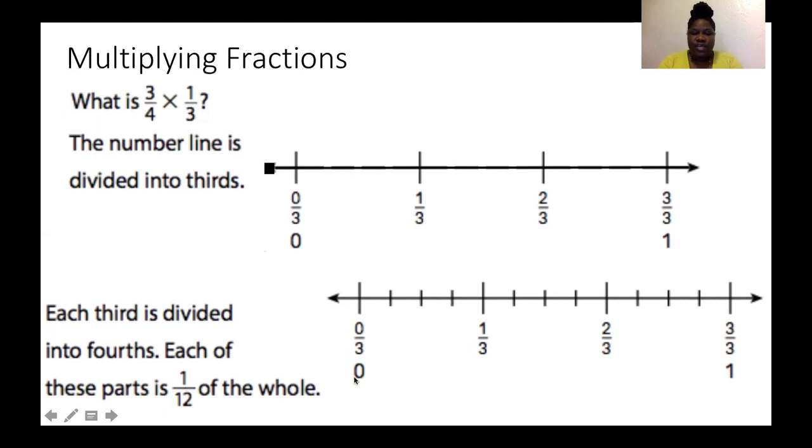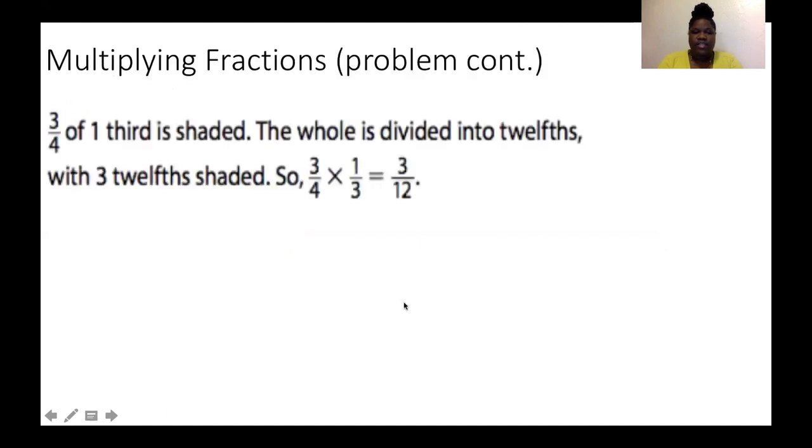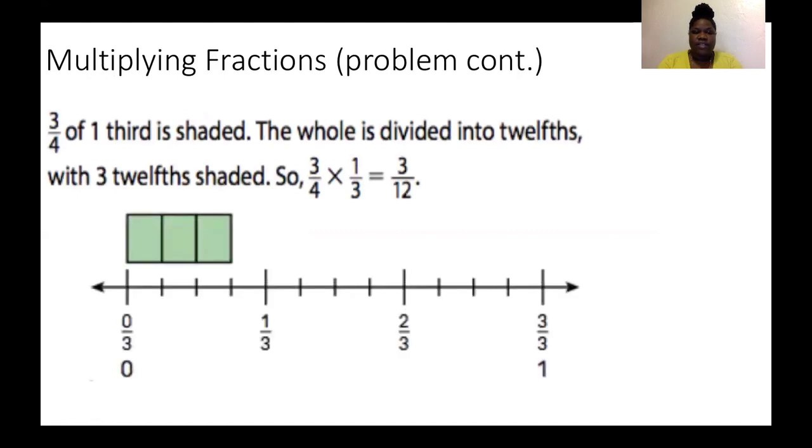I know that between 0 and 1, there are now 12 pieces. 1, 2, 3, 4, 5, 6, 7, 8, 9, 10, 11, 12. So each hop is 1/12. So it means each piece is 1/12. To continue this problem on, to finish it out, I have to say 3/4 of 1/3 is shaded. So I shade 3/4. This is a fourth, this is a fourth, and this is a fourth. 3 out of the 4 pieces in 1/3 are shaded.